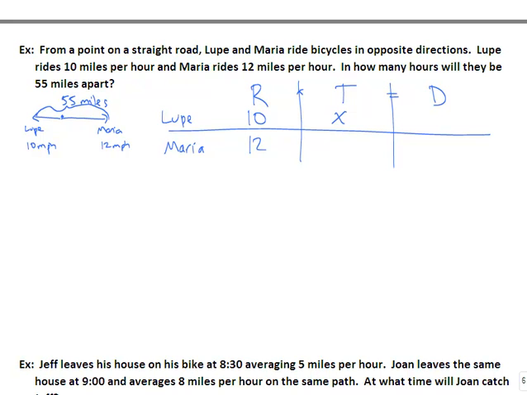Well, think about the problem again from our diagram. Both girls, Lupe and Maria, start at the same point, and then they bike along for the same amount of time until they get 55 miles apart. So they're actually biking the same amount of time. So if Lupe is biking for x hours, then so will Maria. So in this particular problem, their times are equal. Okay? So we've filled out these first 4 boxes. That's what you want to do first.